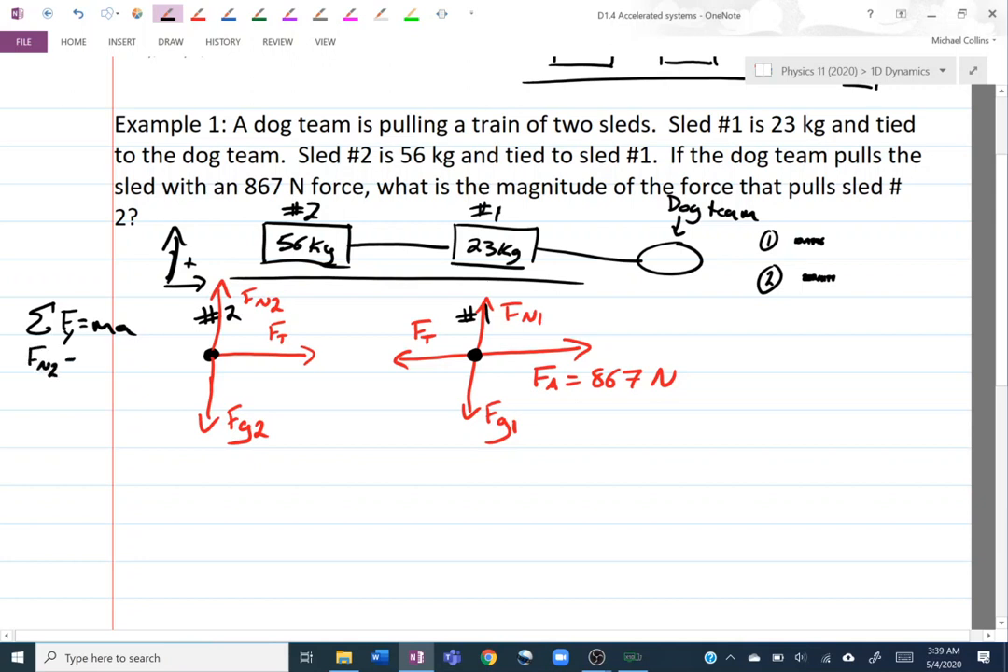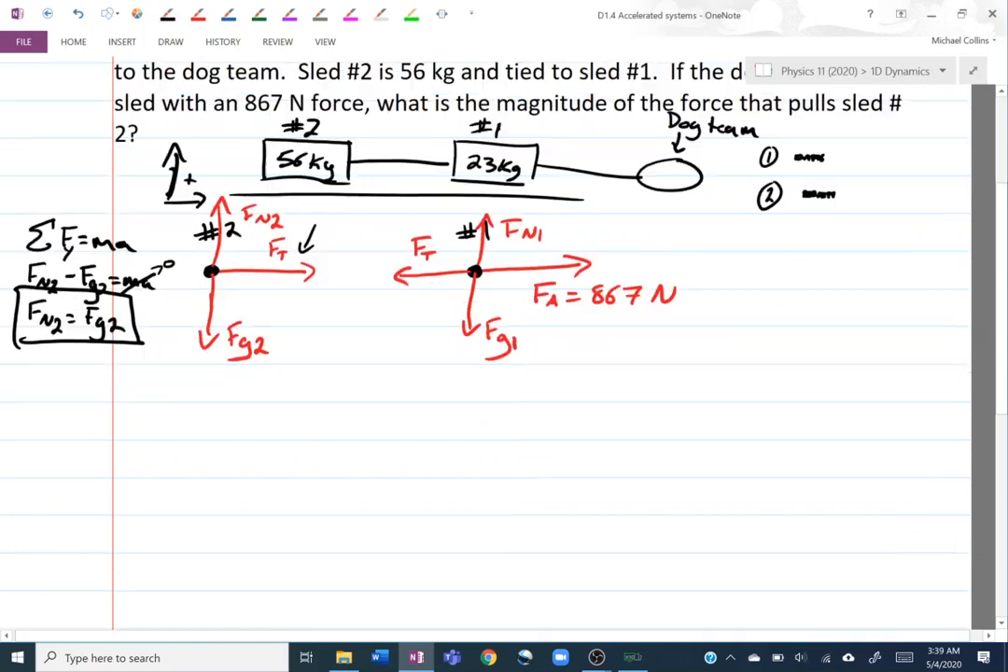Fn2 minus Fg2 would be equal to ma. My acceleration up and down, as we just talked about, is 0, so that cancels out, and we find that Fn2 is equal to Fg2, that they are equal and opposite. And that's the balanced force on box 2. And we'll notice that box 1 is exactly the same. That might help us in the future, but it doesn't really help us right now in trying to find the magnitude of the force that pulls box number 2. And we'll notice that this is then the force we're looking for, Ft2.